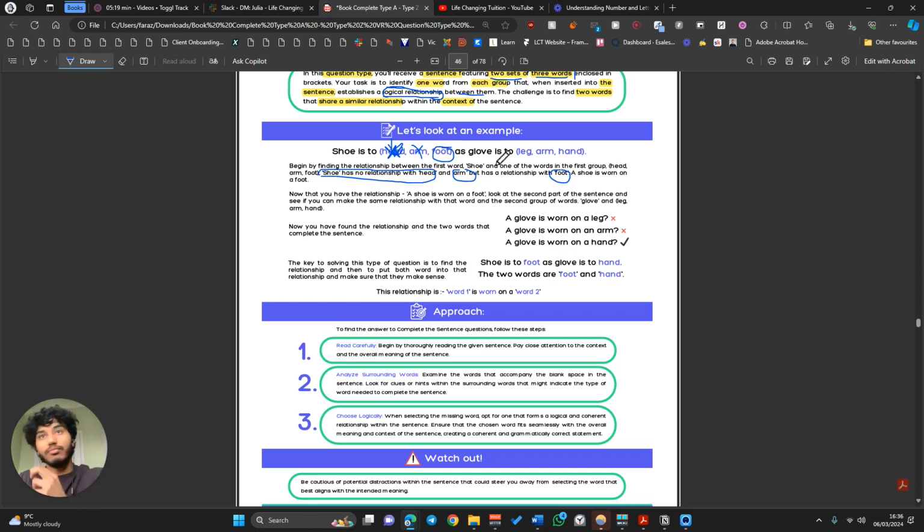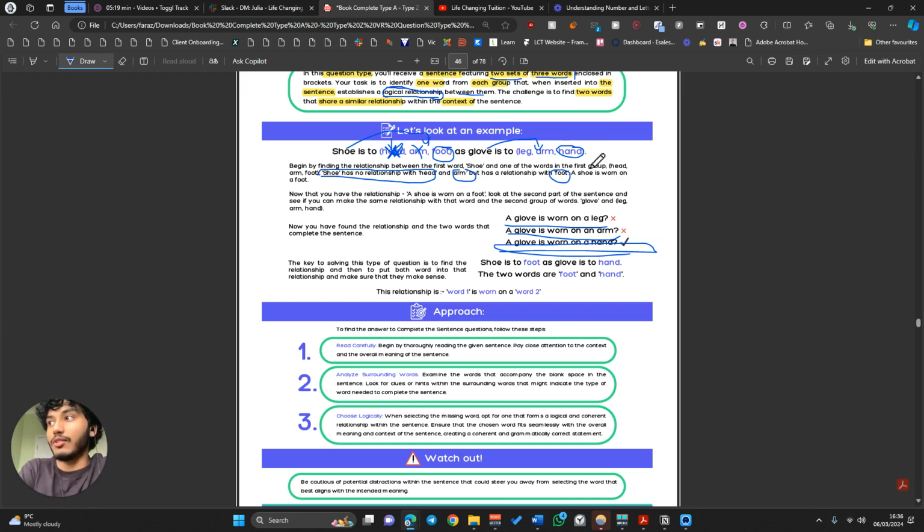Now what we have to do is use that relationship and figure out what this is going to be. So a shoe is worn on a foot. That means whatever we choose here has to be the same thing. So if a shoe is worn on a foot, that means we have to figure out what a glove is worn on, and then that is going to be the answer. So it actually does that right here. Is a glove worn on a leg? No. Is it worn on an arm? No. It's worn on a hand. And there you go. So shoe is to foot as glove is to hand.